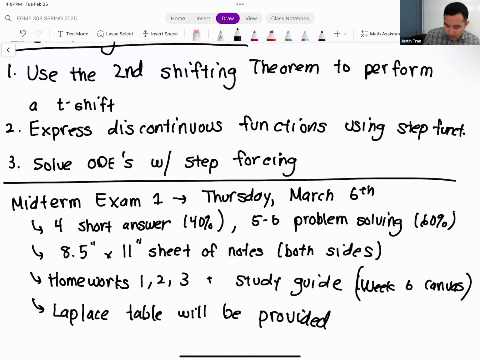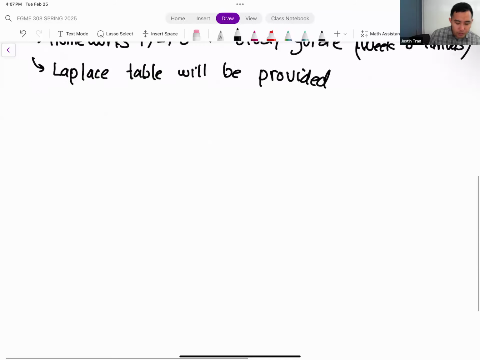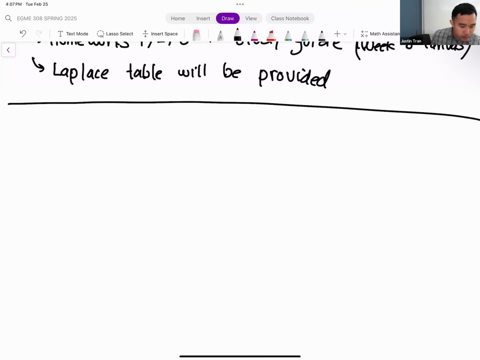Okay, let's go ahead and pick up where we left off. I do expect us to finish all the Laplace material by the end of this week. After this week, you won't have to worry about anything new being on the exam. When we left off last Thursday, we were starting our discussion about step and impulse functions, in particular what I call the second shifting theorem of Laplace.